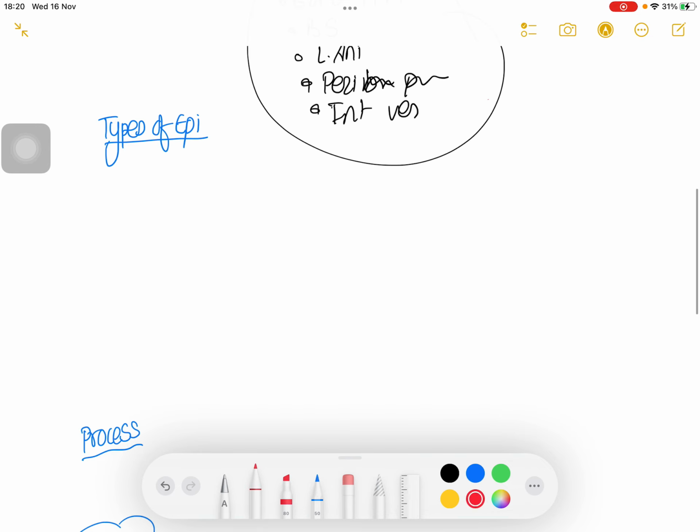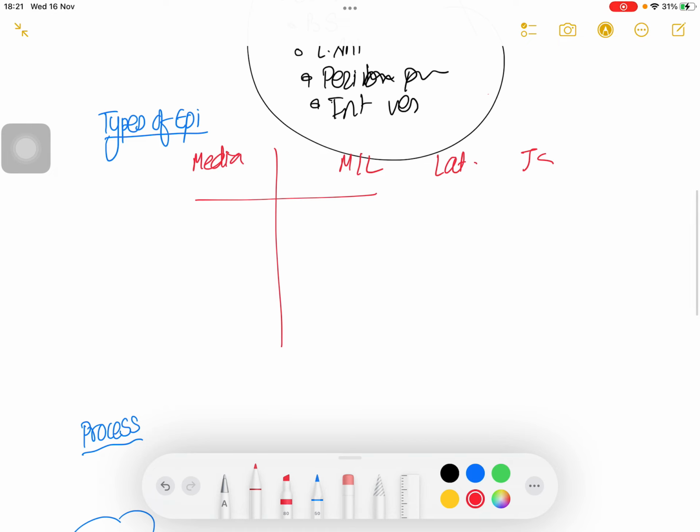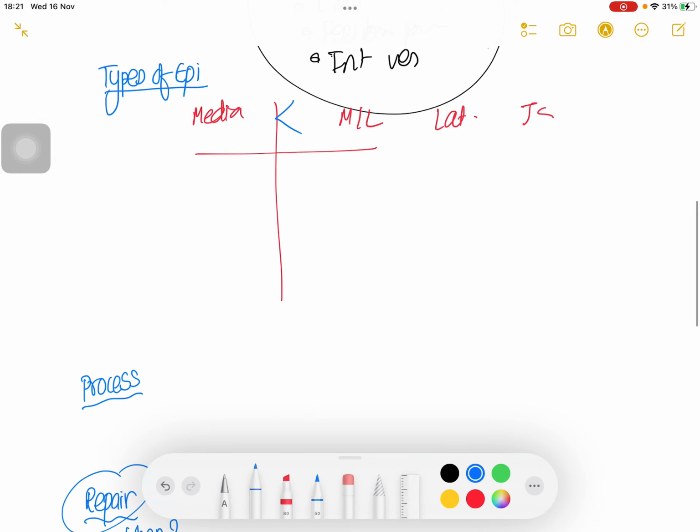So the types of the episiotomy are median, mediolateral, lateral, and J-shaped. Why is the mediolateral more preferred, more usually used in hospitals than median? Because there is no chance of external anal sphincter rupture, but in the median episiotomy there is a chance of this external anal sphincter rupture.